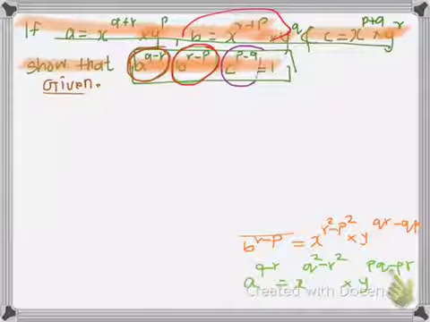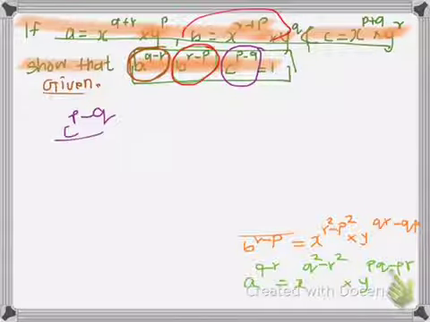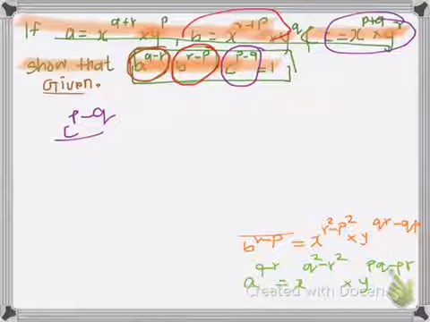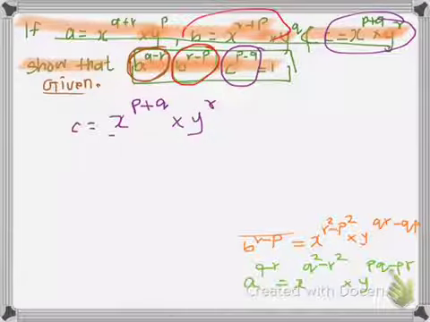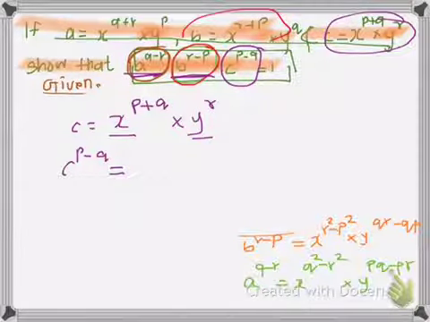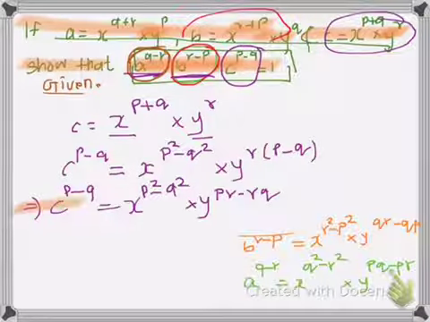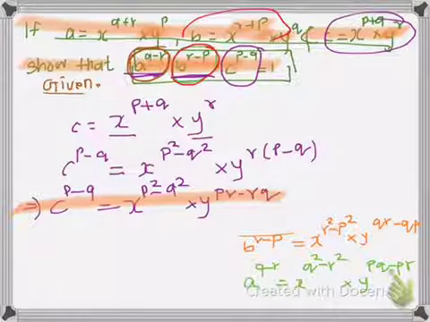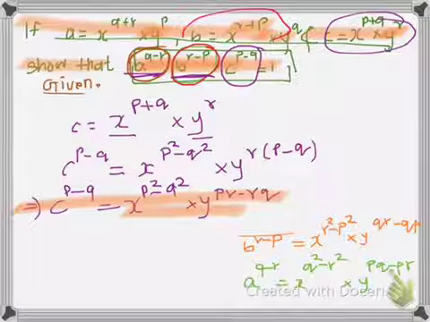Finally, let us find the value for c to the power p minus q. We are given the value of c, which is equal to x to the power p plus q times y to the power r. So to find c to the power p minus q, I'll solve it similarly as I've done for a to the power q minus r and b to the power r minus p. So finally we got the value for c to the power p minus q, which is equal to x to the power p squared minus q squared times y to the power pr minus rq.